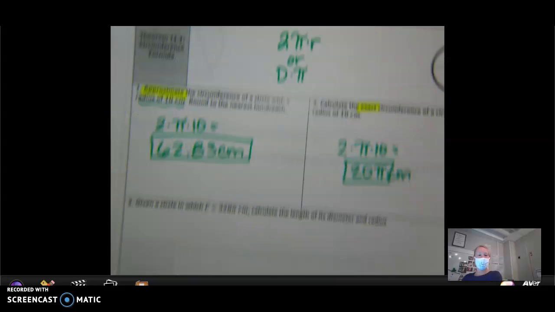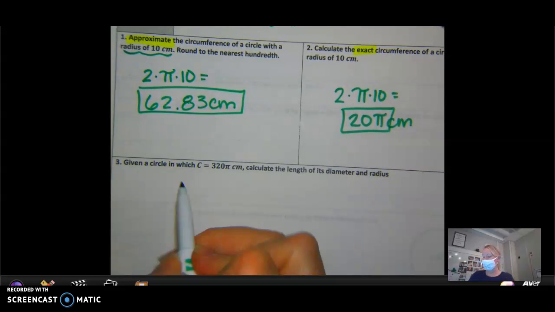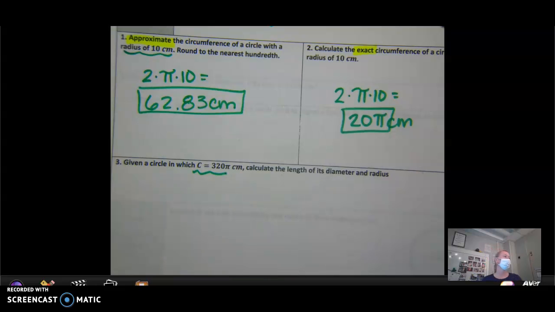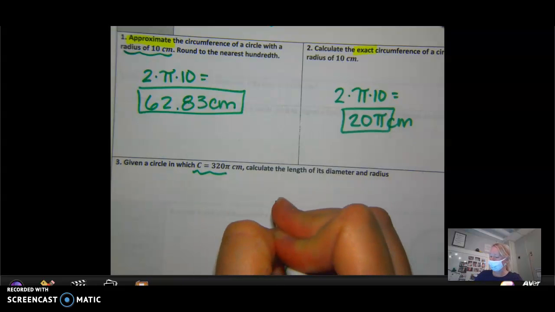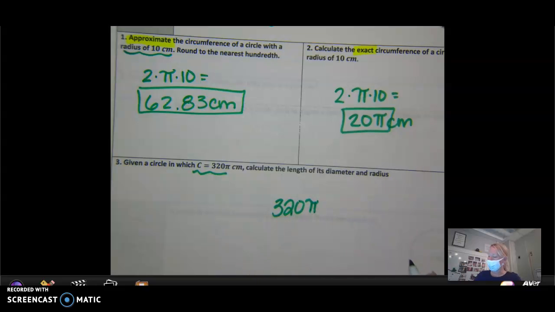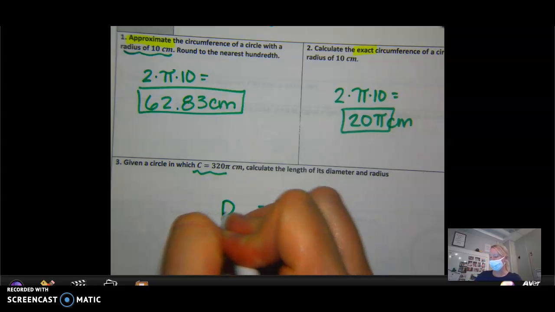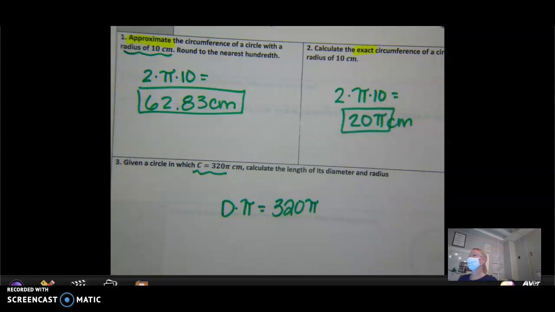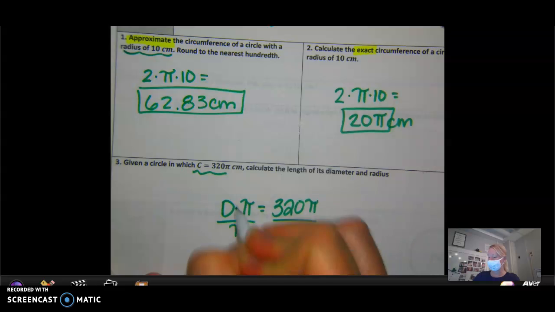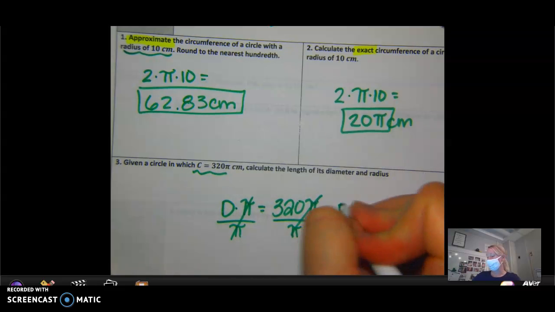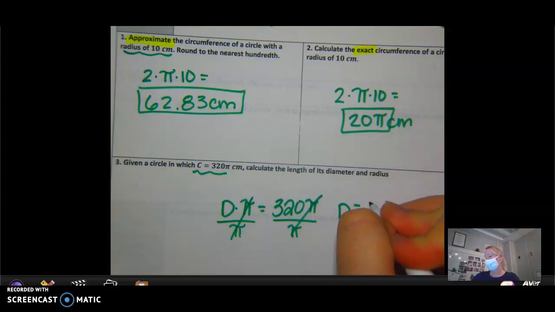Number 3, given a circle in which C, capital C, what do you think capital C stands for? Okay, so the circumference we now know is 320 pi. Calculate the length of the diameter and the radius. Well, if I want to do diameter first, remember that diameter times pi equals circumference, right? So diameter times pi equals this 320 pi. I want to get diameter. So what would I do to start getting diameter by itself? Divide by pi. So what I do to one side, I do to the other, it actually just cancels out on both sides. And I'm left with diameter equals how much?